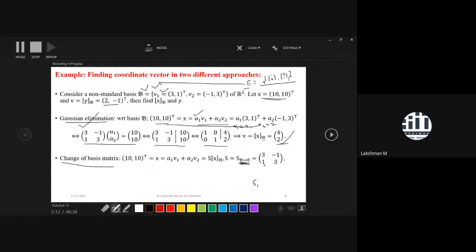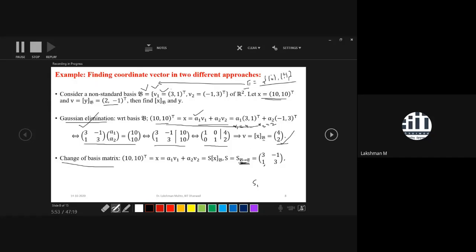We are trying to find the change of basis matrix from B to E. So here our old basis is B and the new basis is E, that means the standard basis. In order to get this change of basis matrix, we will take the basis elements from B and find the coordinates of those basis elements with respect to the standard basis. What are the basis elements? The first basis element of B is B1, having coordinates 3, 1. And this 3, 1 is with respect to the standard basis by default.